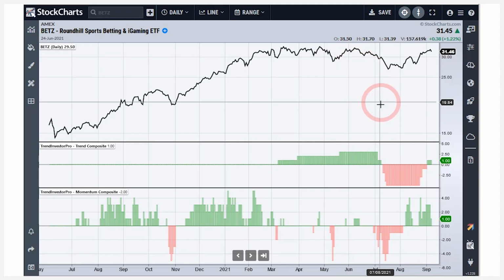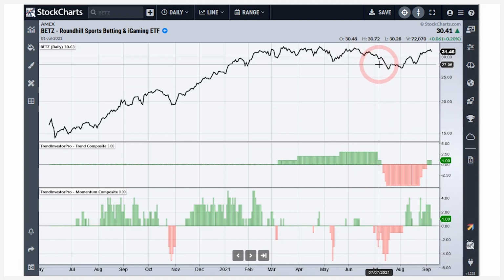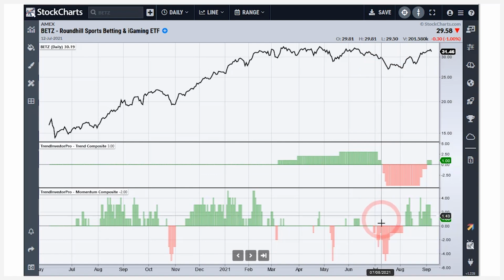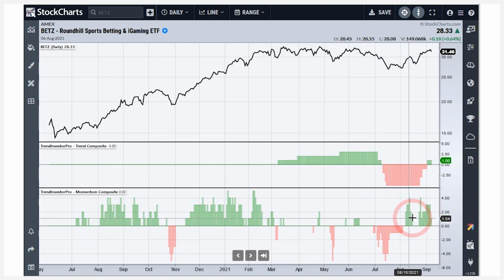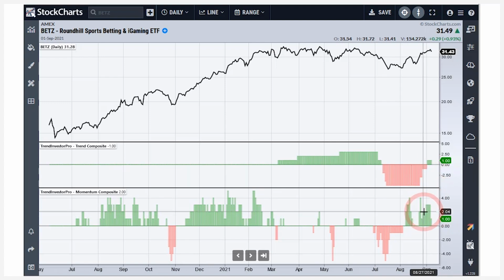bounce. And then we got oversold here in early July, but then the trend signal kicked in. So that negated that oversold signal. That would be an exit signal. So now you can see we get overbought, and then we get the trend signal. So now we have to wait if we want to pick our entry.